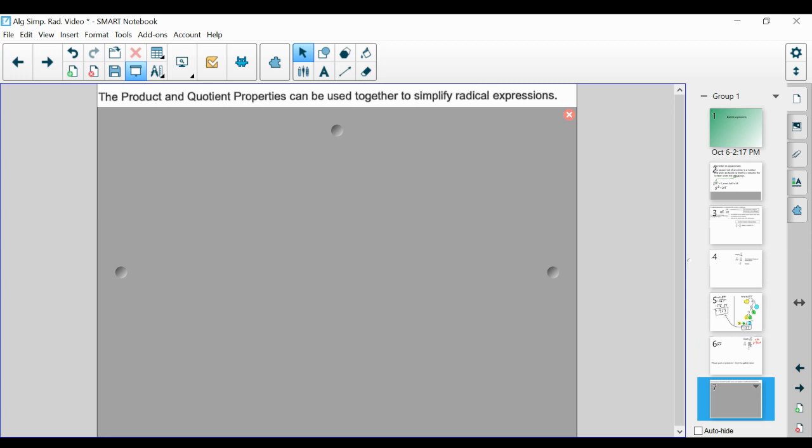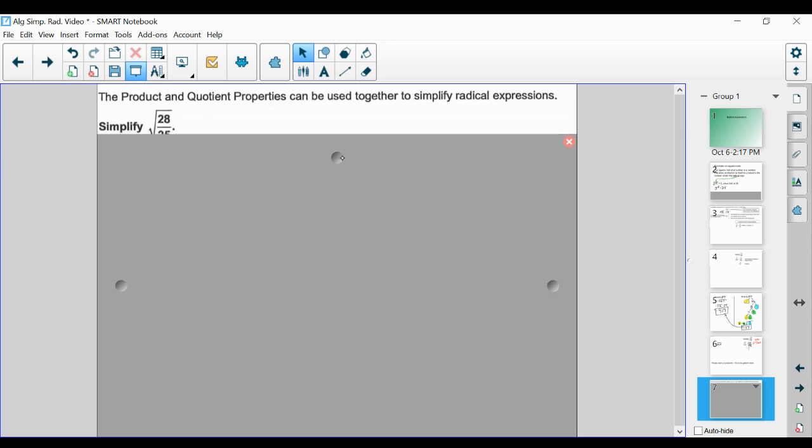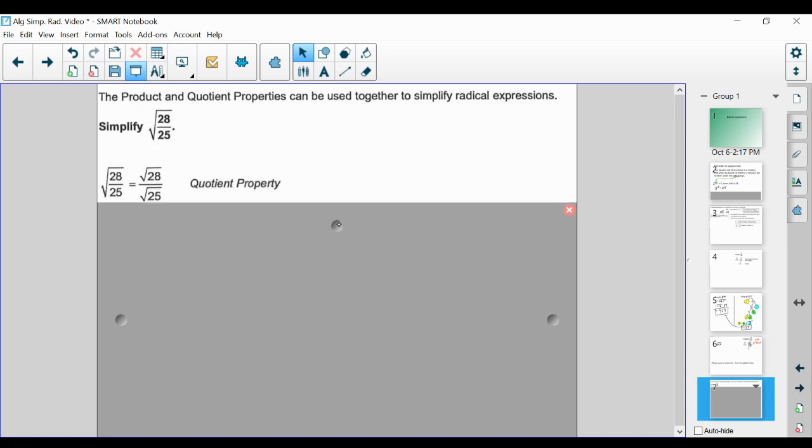All right, so the product and quotient properties can be used together to help simplify these radical expressions. If we look on the left-hand side of your guided notes, we want to simplify the square root of 28 divided by 25. Notice how all of that is underneath the radical. That is the radicand, 28 over 25. Well, we can use the quotient property here to break it apart. It's a square root of 28 divided by the square root of 25.